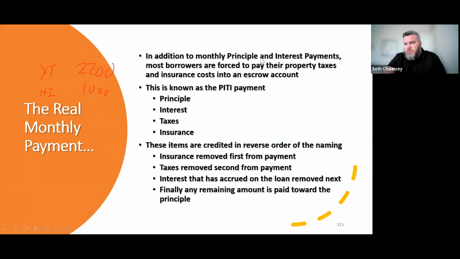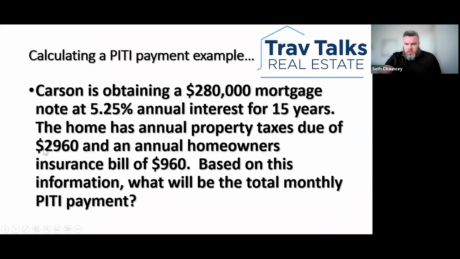So let me show you this as kind of like a math problem. Carson is obtaining a $280,000 mortgage note at 5.25% annual interest for 15 years. The home has annual property taxes due of $29,600 and an annual homeowners insurance bill of $960. Based on this information, what will be the monthly PITI payment?